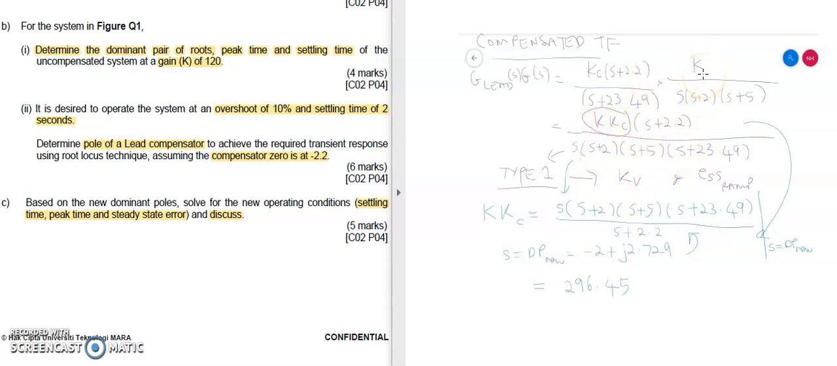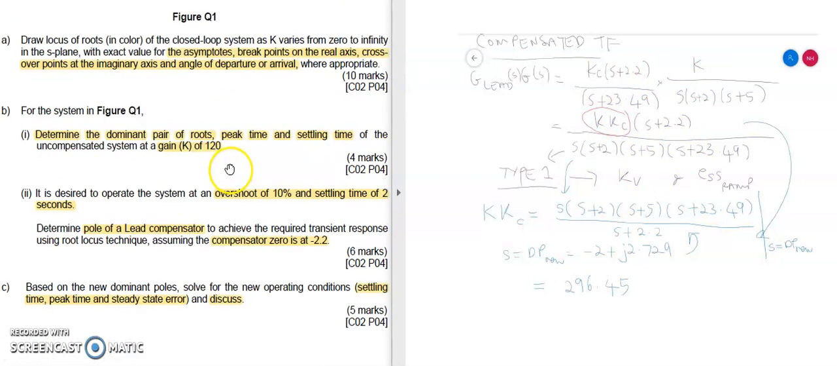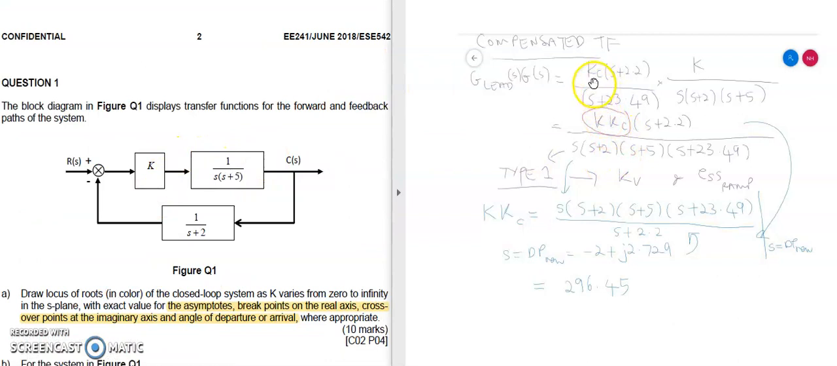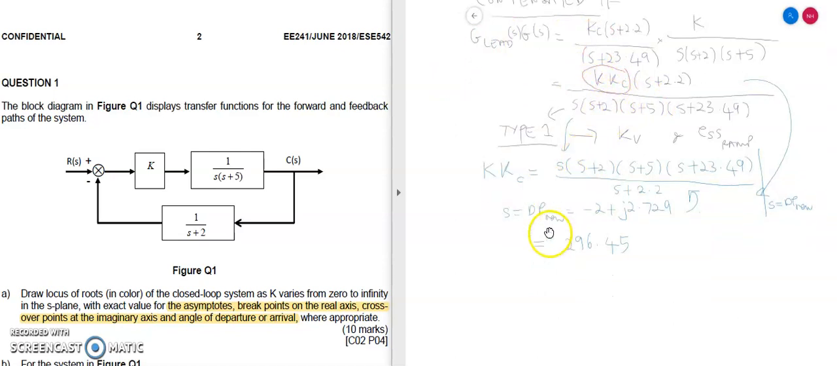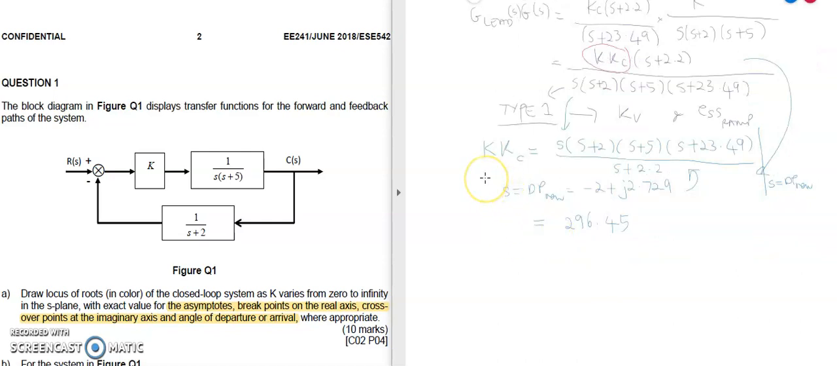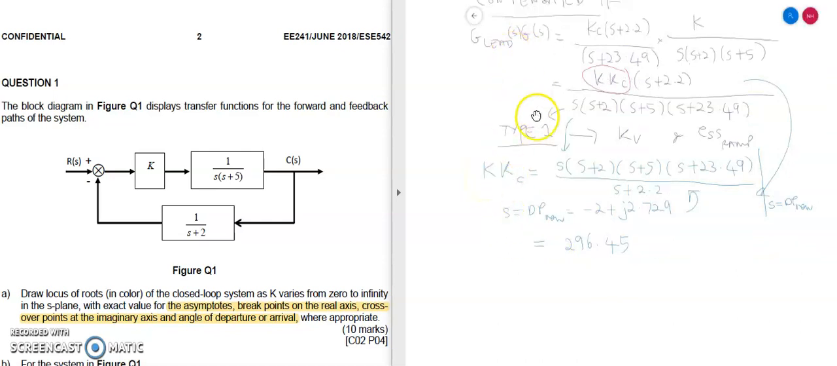K is the unknown gain K from the original transfer function, this one. KC is the unknown gain for the lead compensator. So you have two unknown gains, K and KC. Now, your job is to determine these unknown gains K, KC. So based on this one, you rearrange this equation for KKC, and you get this one. The denominator goes on the top, the numerator at the bottom, you drag the KKC here to determine the KKC.